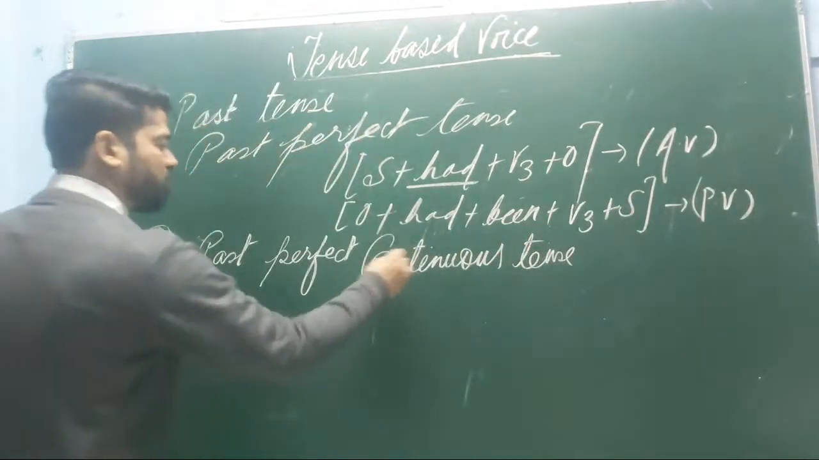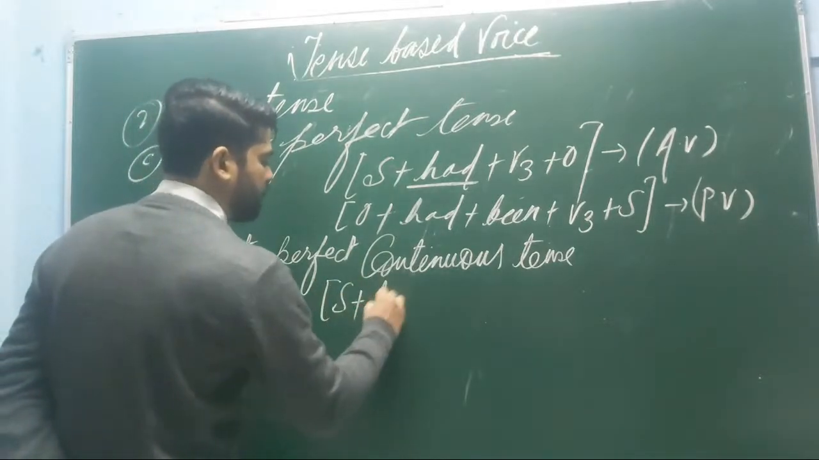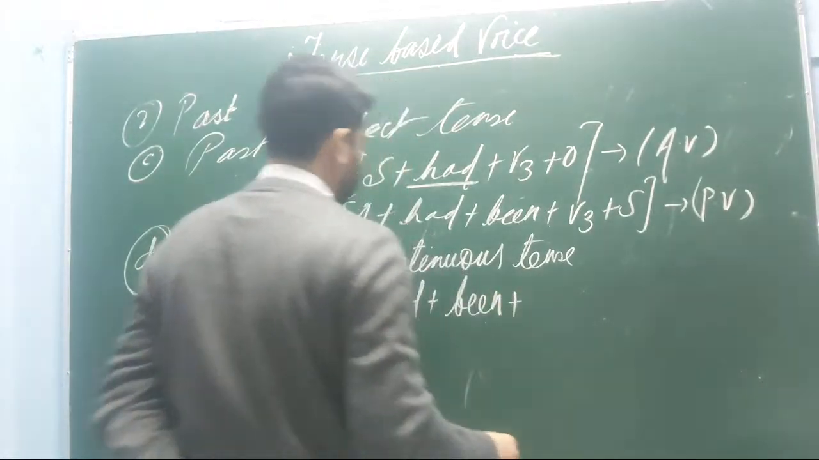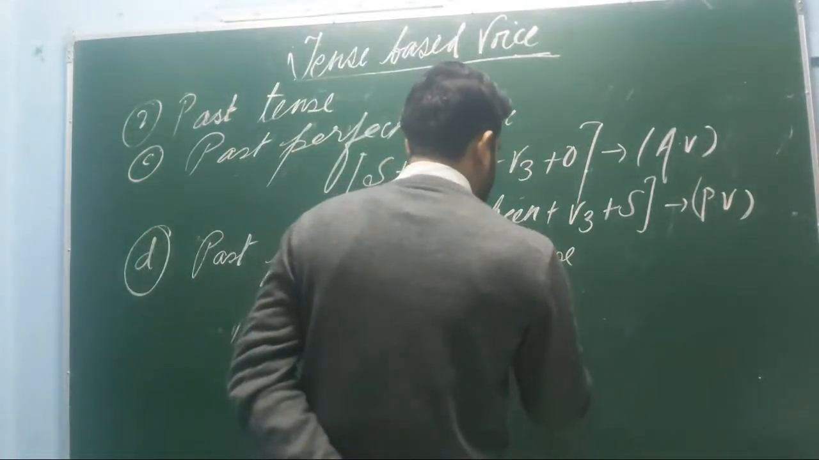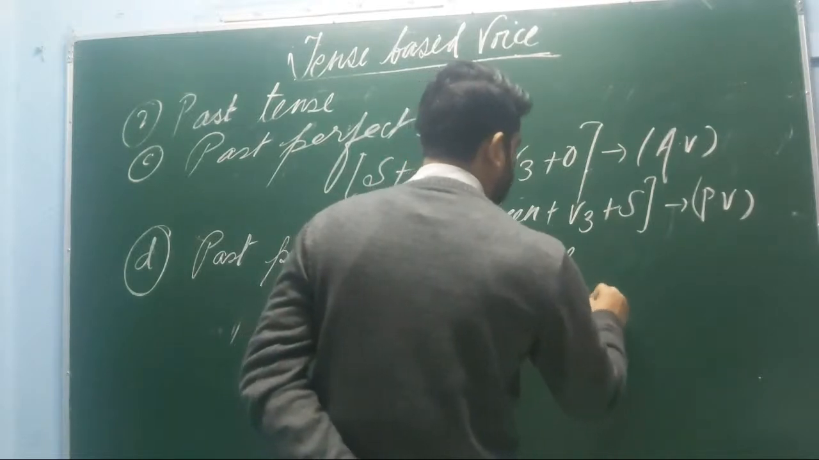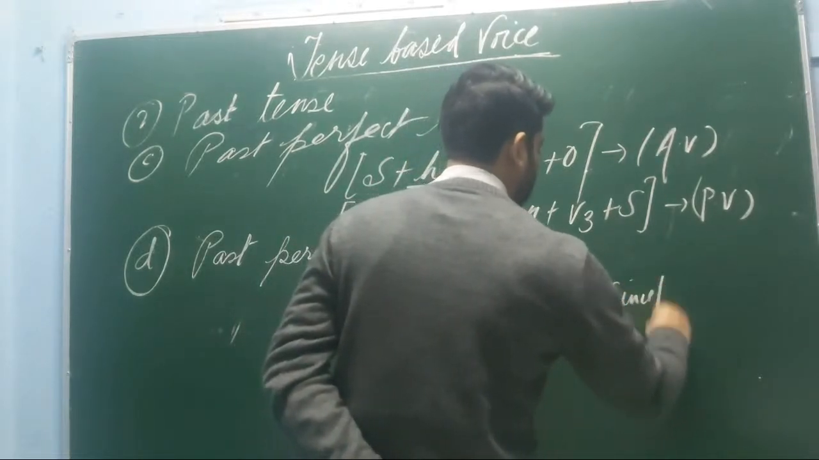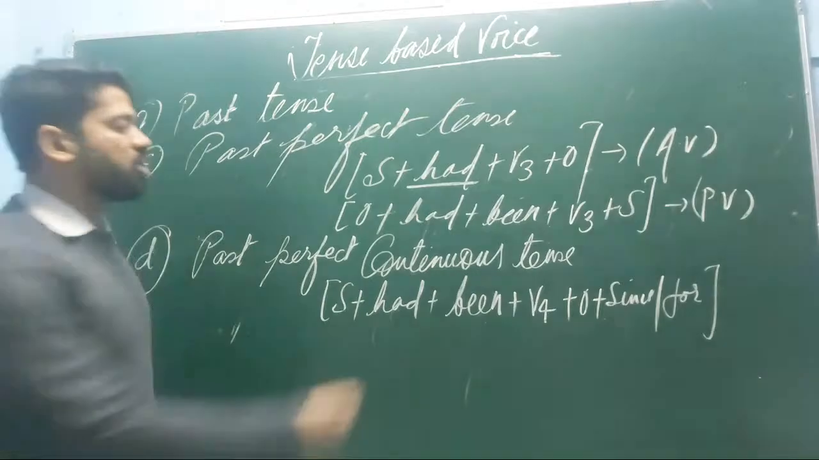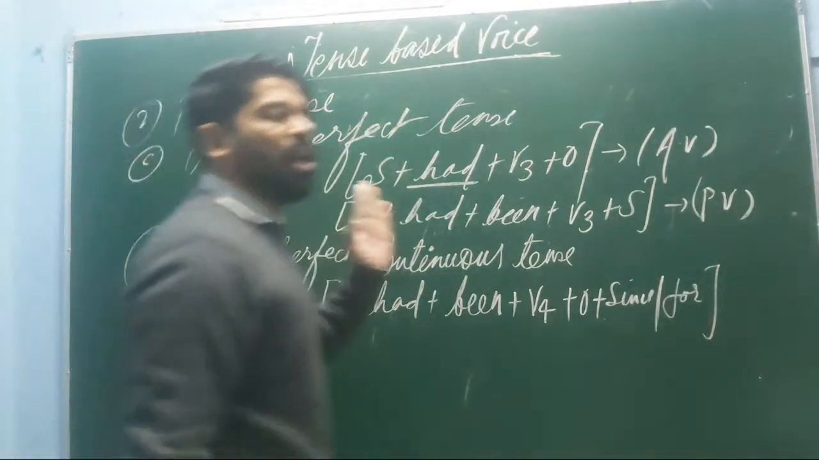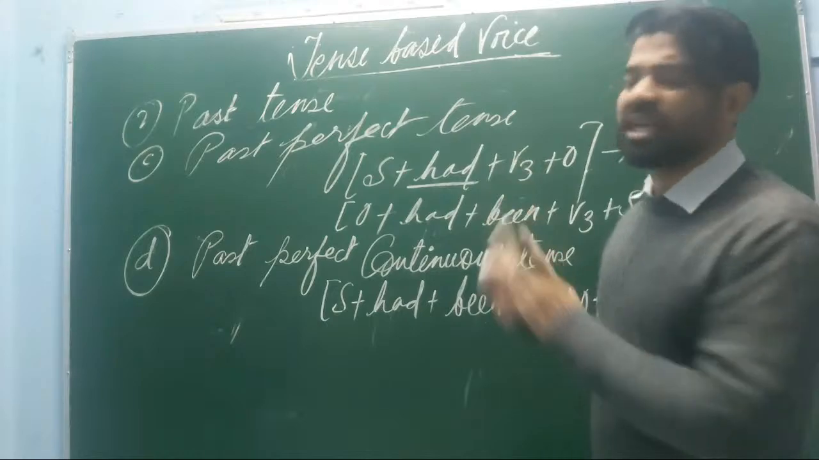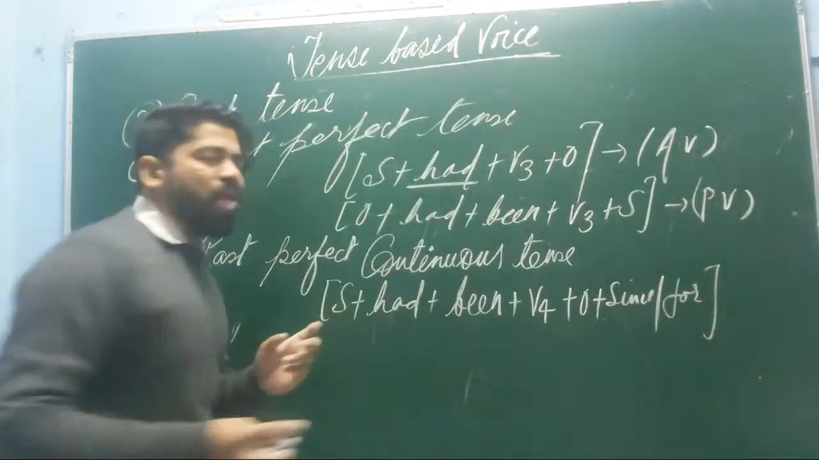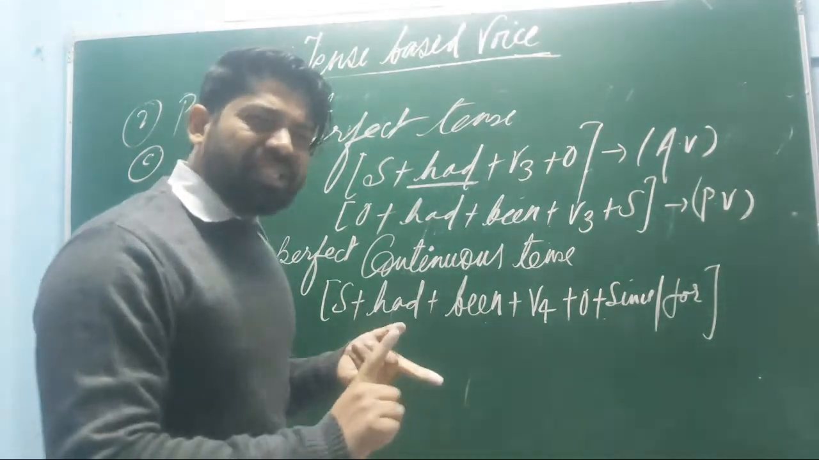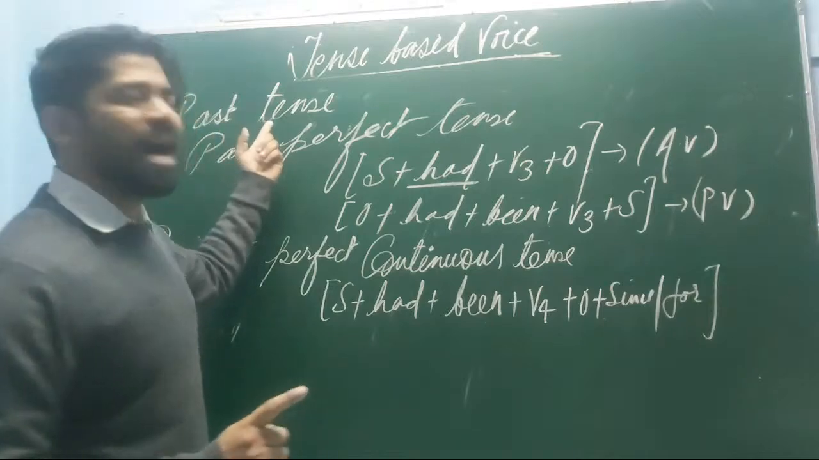Now, what will be the structure? Its structure will be subject plus had plus been plus V1 plus ing plus object plus since or for. So this is the structure for the past perfect continuous tense, which was the last form of the past tense. Now in this way we have covered all the four forms of the present tense and all the four forms of the past tense.